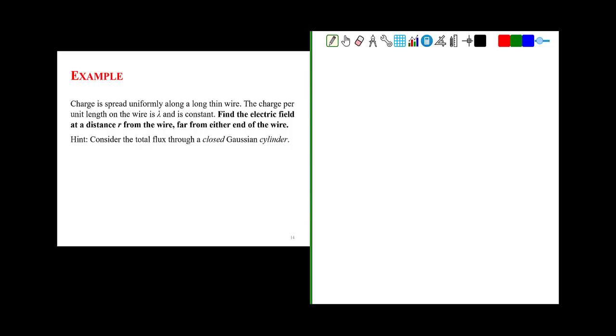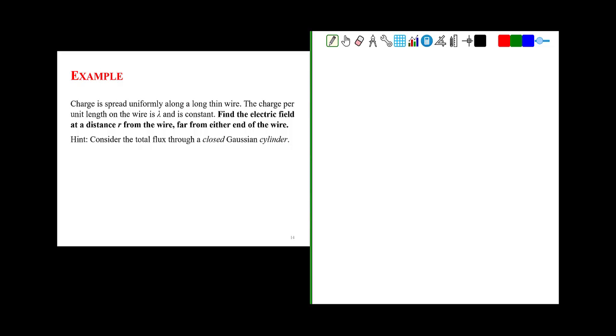Let's do an example involving a charge that has cylindrical symmetry. Charge is spread uniformly along a long, thin wire. The charge per unit length on the wire is lambda and is constant. Find the electric field at a distance r from the wire, far from either end of the wire.